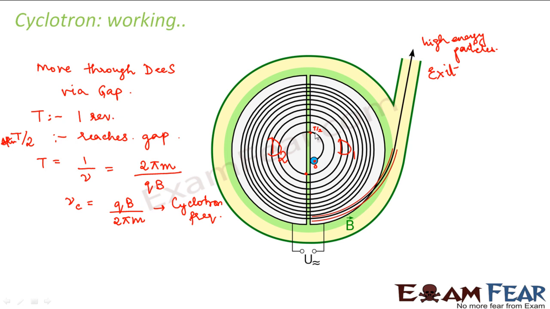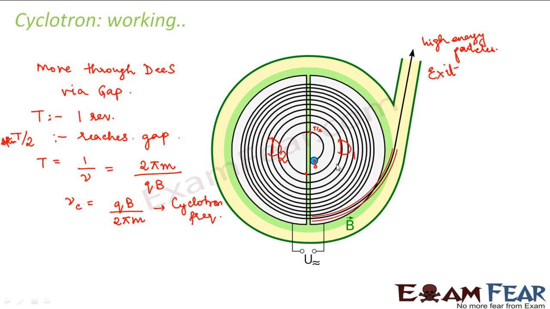As soon as it reaches the edge of D1, the polarity of the Ds is reversed such that D2 is at a lower potential. So what happens? The charged particle jumps from higher potential to lower potential, and it jumps into D2. At the same time, the particle also gets accelerated due to the electric field applied across the gap. So the particle gets accelerated and its radius increases. It again moves in a circular path inside D2 because of the magnetic field present inside D2, and reaches the edge of D2.